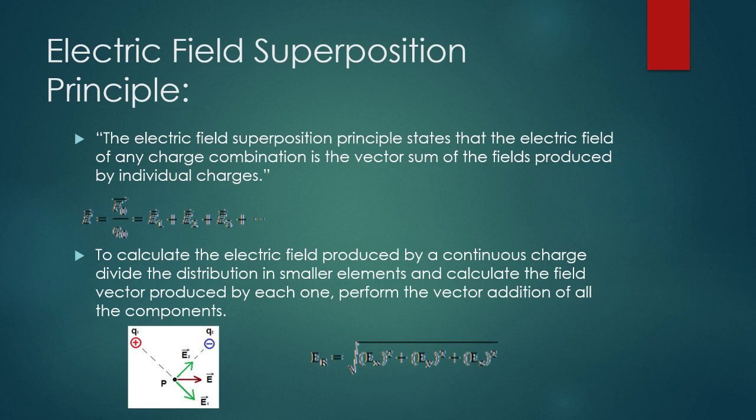Electric field superposition principle. The electric field superposition principle states that the electric field of any charge combination is the vector sum of the fields produced by individual charges. To calculate the electric field produced by a continuous charge, divide the distribution into smaller amounts and calculate the field vector produced by each one. Perform the vector addition of all the components.